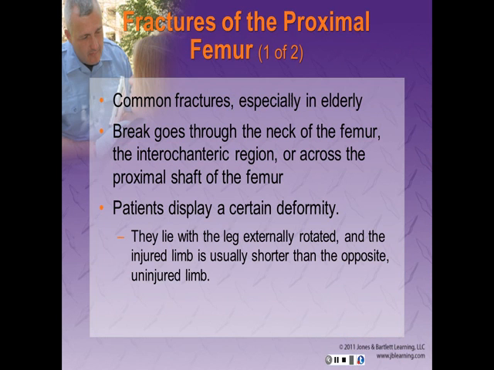Proximal femur fractures. Fractures of the proximal end of the femur are common fractures, especially in older people. The break goes to the neck of the femur, the anterotrochanteric region, or across the proximal shaft. Patients display a very characteristic deformity. They lie with the leg externally rotated, and the injured limb is usually shorter than the opposite uninjured limb.